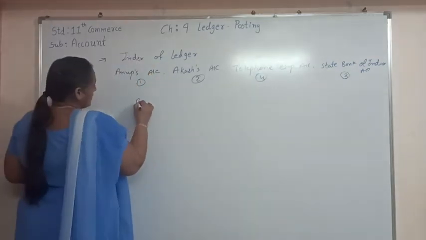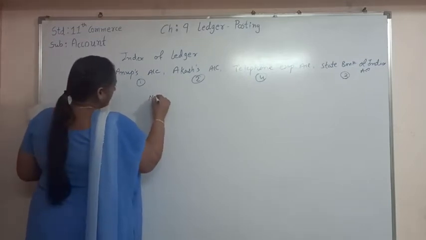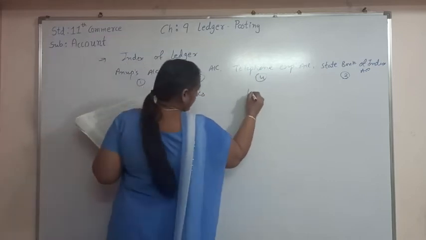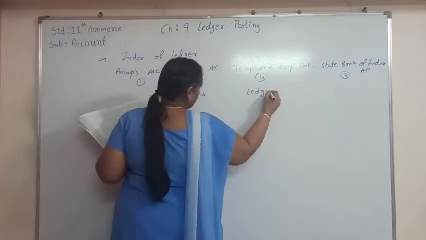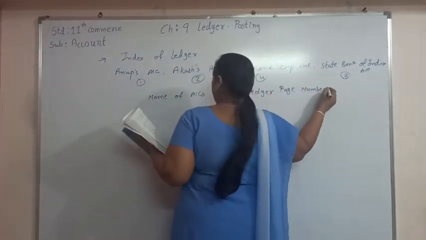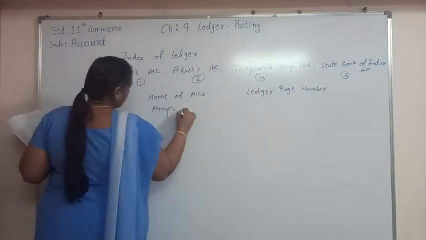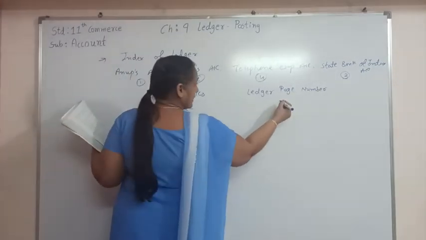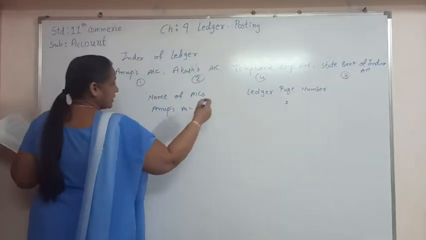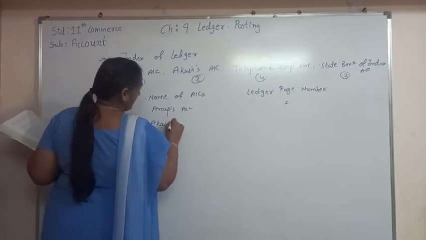So the very first account we are going to prepare is Anup account, and it will be called name of accounts, and here we are going to write down the ledger page number. So here Anup's account, and if let's say it is on page number 1, it will be written page number 1 in front of his account, and then the other one is Akash account.